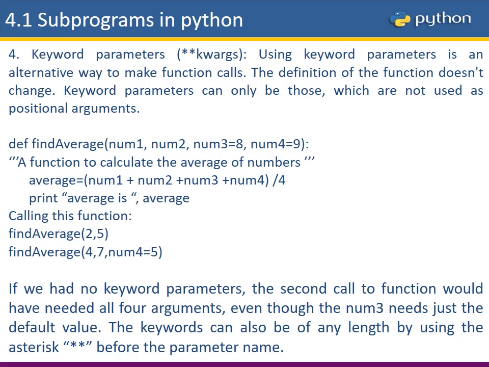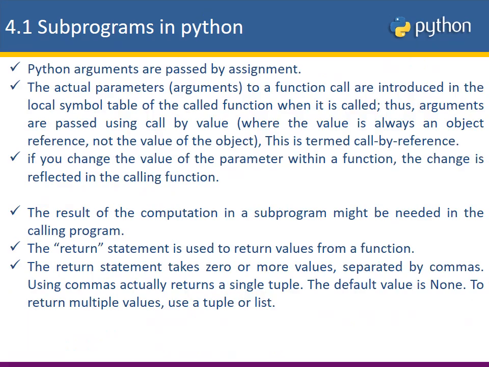The keyword parameter can also be of any length by using the 2 asterisks before the parameter name. We can see it from the example. Python arguments are passed by assignment, and if we change the value of the parameter within a function, the change is reflected in the calling function. The result of the computation in a subprogram might be needed in the calling program. The return statement is used to return a value from a function, and the return statement takes 0 or more values separated by commas.